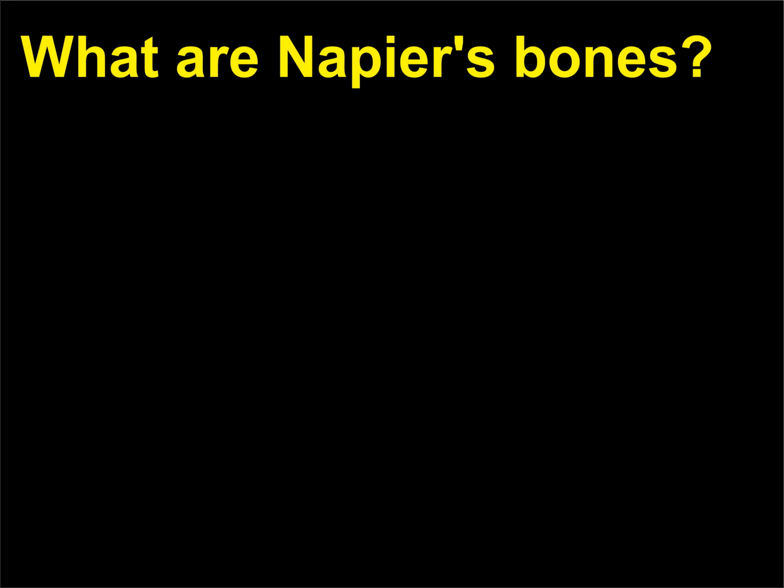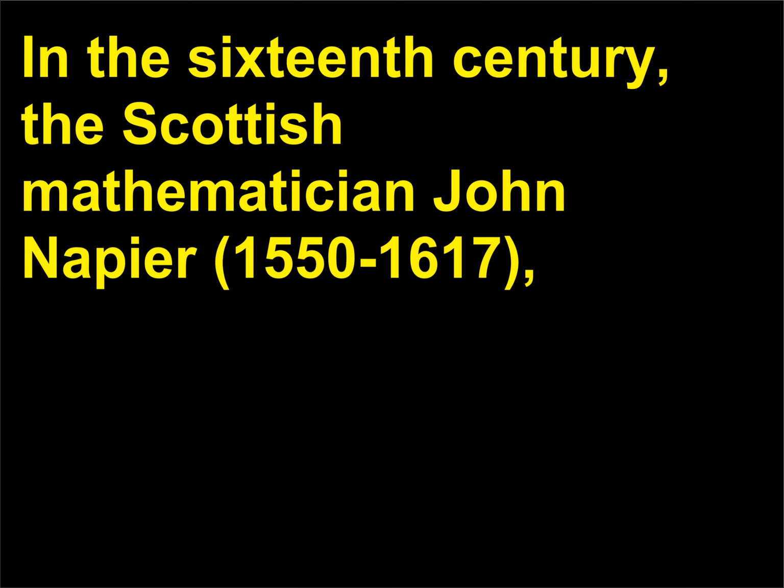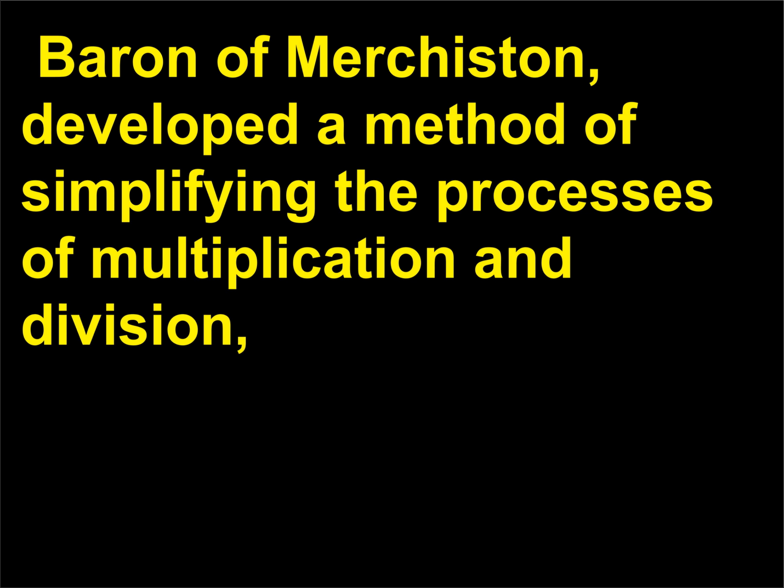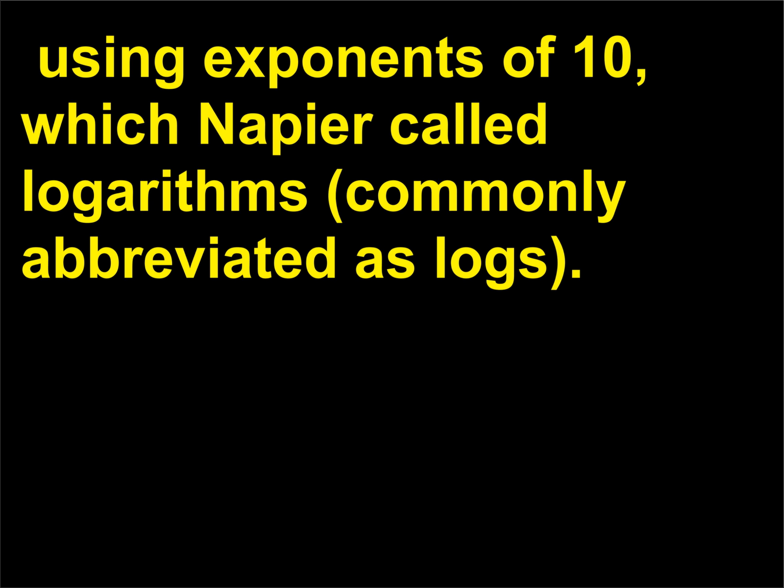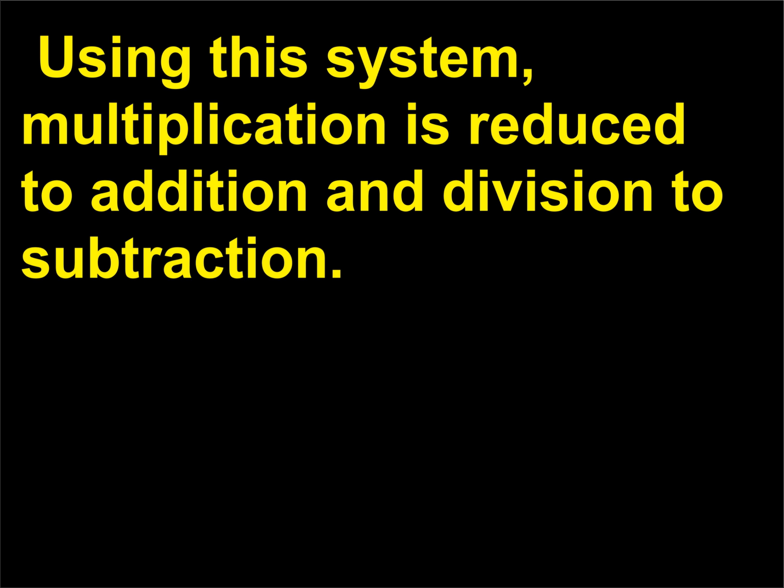What are Napier's bones? In the 16th century, the Scottish mathematician John Napier, 1550 to 1617, Baron of Merchiston, developed a method of simplifying the processes of multiplication and division, using exponents of 10, which Napier called logarithms, commonly abbreviated as logs. Using this system, multiplication is reduced to addition and division to subtraction.